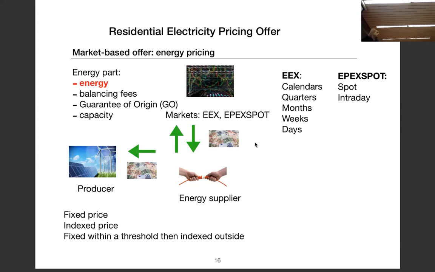A calendar product means that you buy a fixed quantity of energy for an entire year. But you can also buy energy for 1 quarter, for 1 month, a week, or a day. And also you can buy energy on the spot market, on the day-ahead market, and in the intraday market. So when you have access to the energy market, in fact, you have access to a lot of kinds of energy products. And you can also buy energy directly from a producer, but in that case, you do not have this kind of product.